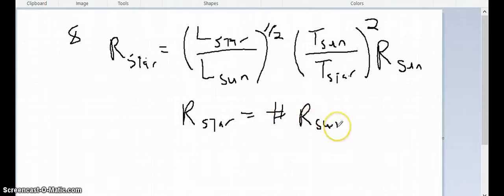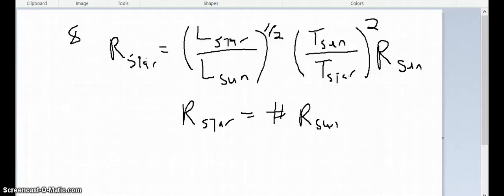If this number right here is greater than 1, then the star is greater than the size of our sun, and if it's less than 1, of course, it's smaller than the sun. Okay.